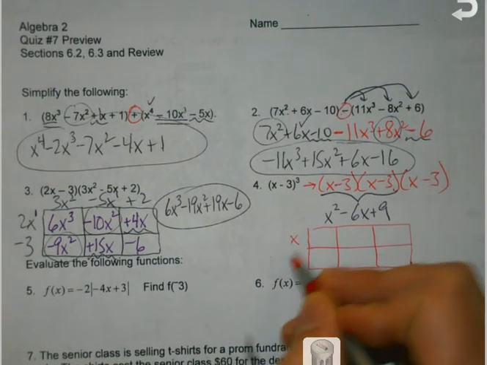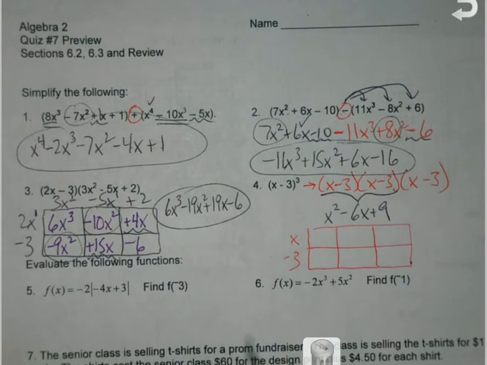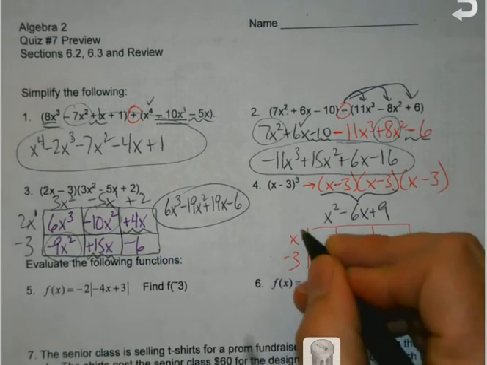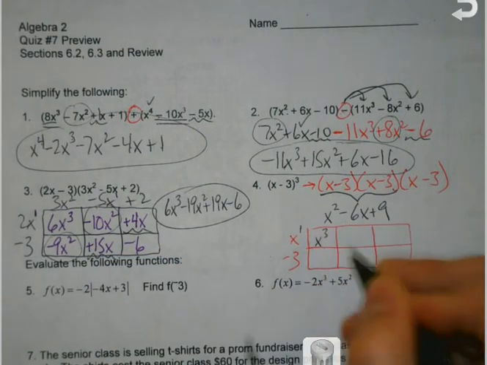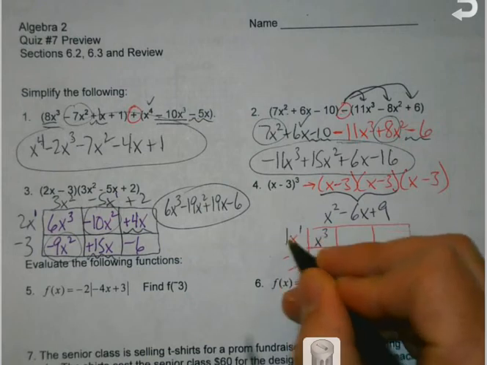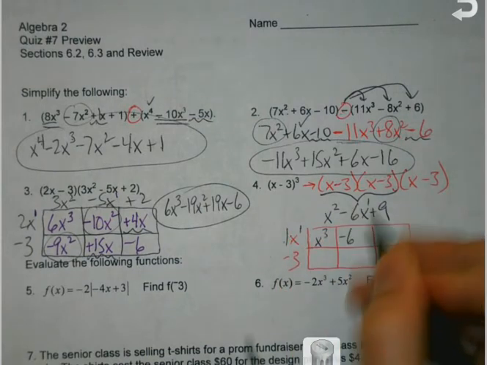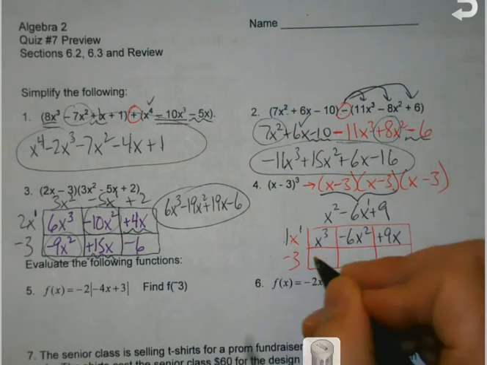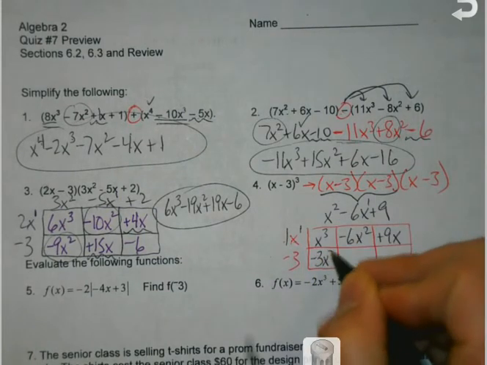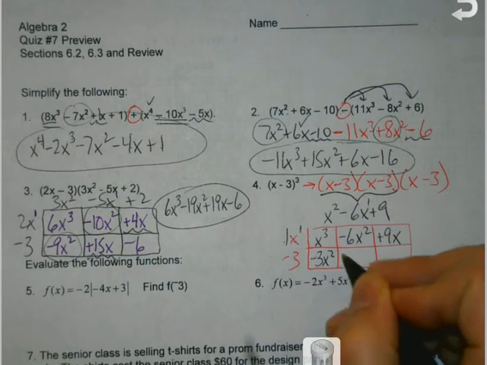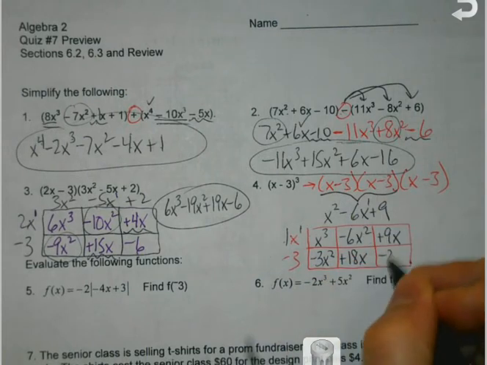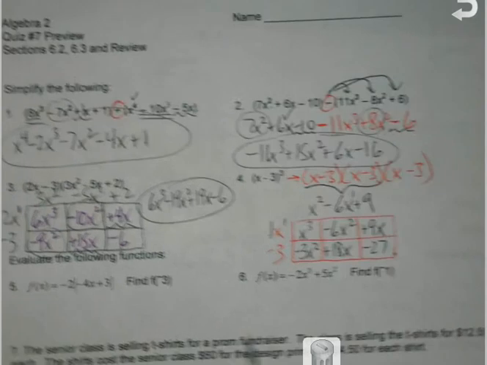And I would just use the x minus 3 that I have left and multiply that through just like I did in number 3. So add your exponents, multiply your coefficients. 1x times 9 is 9x, negative 3x squared. Negative times negative is positive 18x. Negative times positive is negative 27.